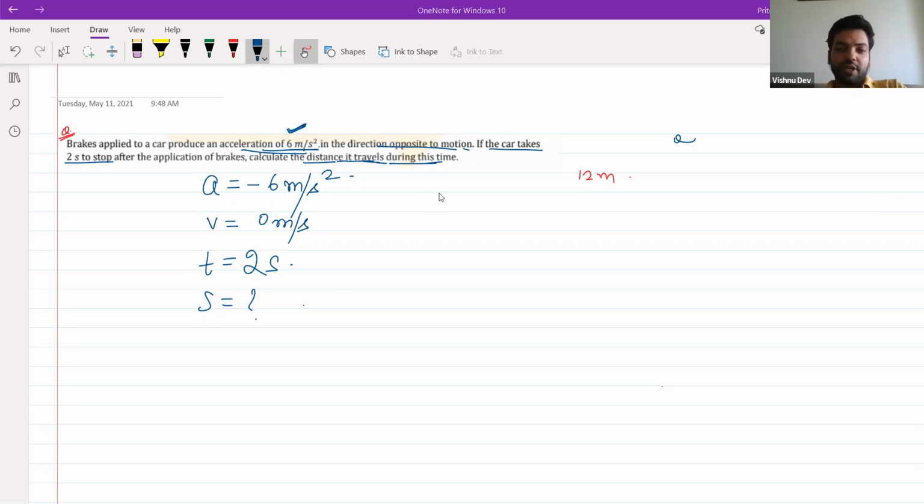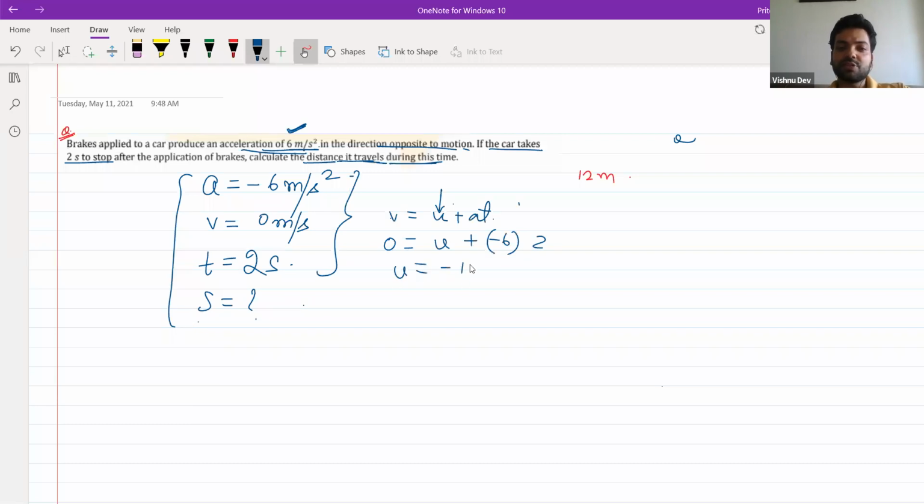So what equation have you used here? Definitely none of the equations has all these 4 variables connected. But we can do one thing. We can use v equals u plus at to figure out u first, because we have all other information given. Putting the values here, v is 0, u is what we need to find out, a is minus 6, t is 2. So u will be 12 meter per second, because the minus sign will go to the left. Okay, so you have found out u now.